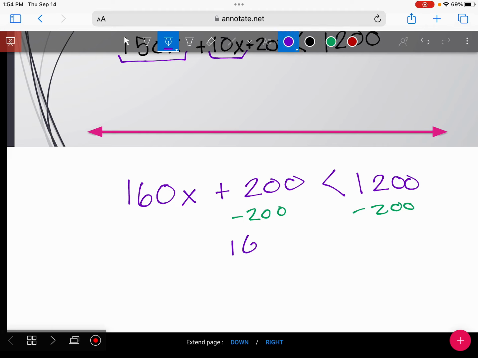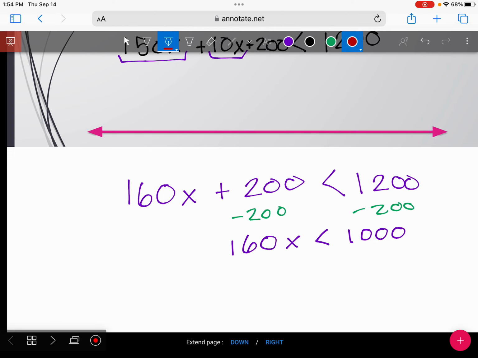So I have 160x is less than 1,000. What do we do to figure out what x is? Divide both sides by 160.